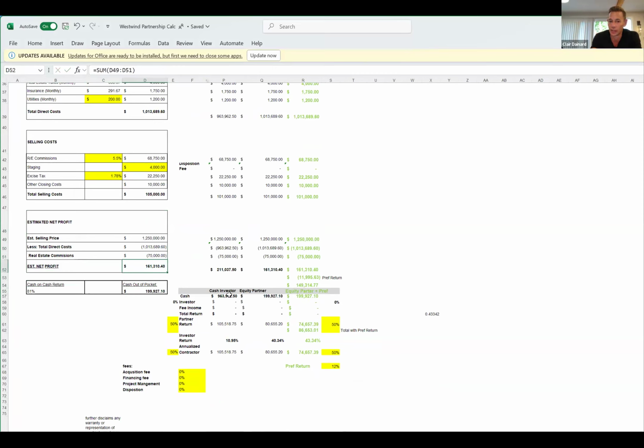His cash investor, if they're not using leverage, has to come up with 963,000. That's a lot of money. When they sell the property and he makes 105,000, that's going to be 11% return in 6 months. So it's a 22% return.